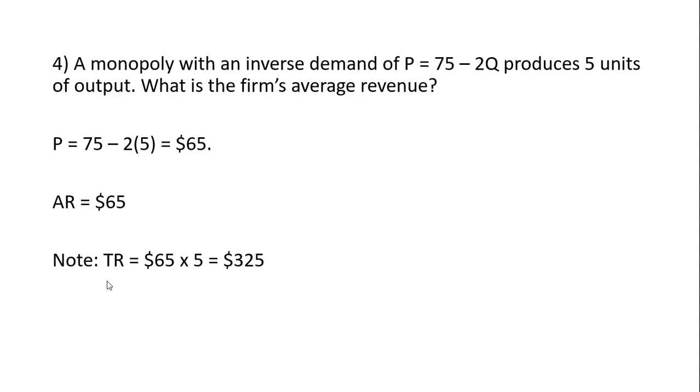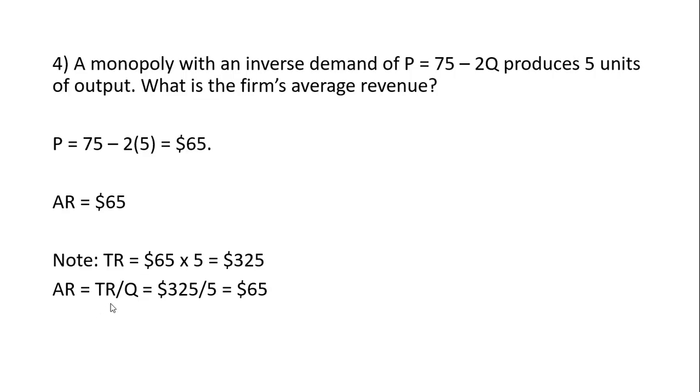We could back into it another way if we like. The firm's total revenue is price times quantity. So the price is $65 times the number of units sold is 5. And average revenue then is total revenue divided by quantity. So 325 divided by the quantity of output. Once again, average revenue is $65.